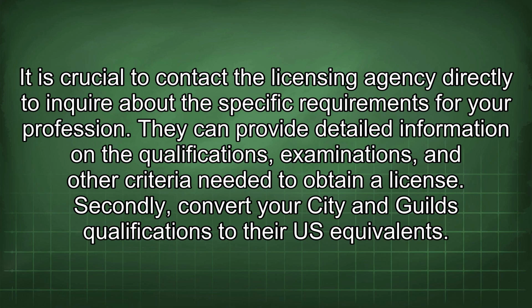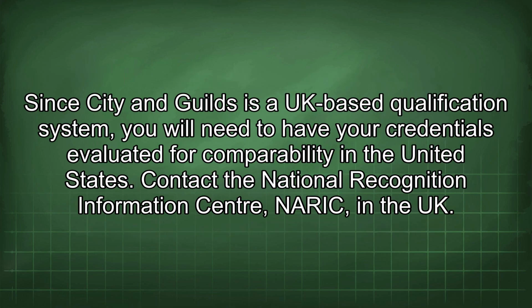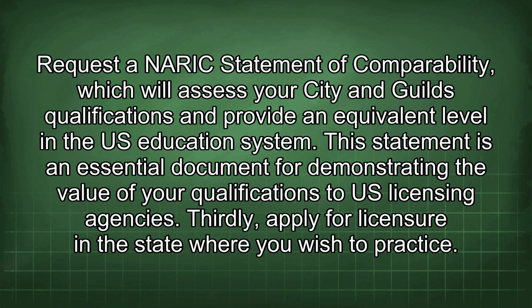Secondly, convert your City and Guilds qualifications to their US equivalents. Since City and Guilds is a UK-based qualification system, you will need to have your credentials evaluated for comparability in the United States. Contact the National Recognition Information Centre, NARIC, in the UK. Request a NARIC statement of comparability, which will assess your City and Guilds qualifications and provide an equivalent level in the US education system. This statement is an essential document for demonstrating the value of your qualifications to US licensing agencies.